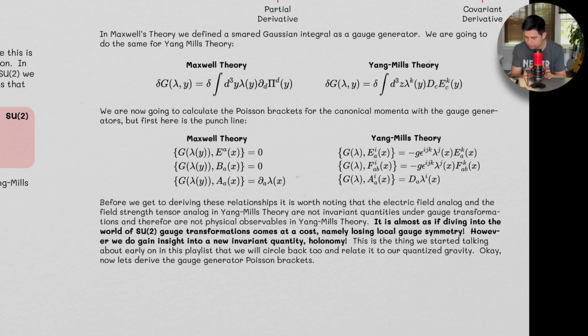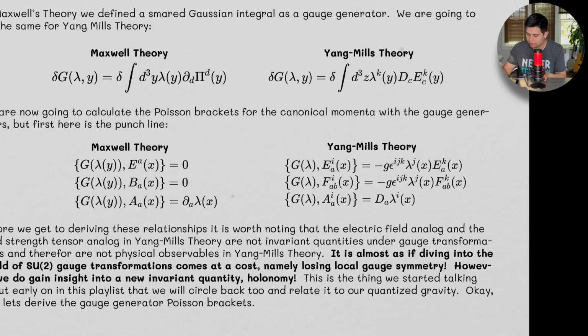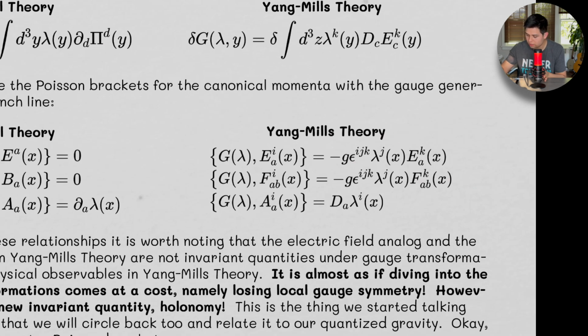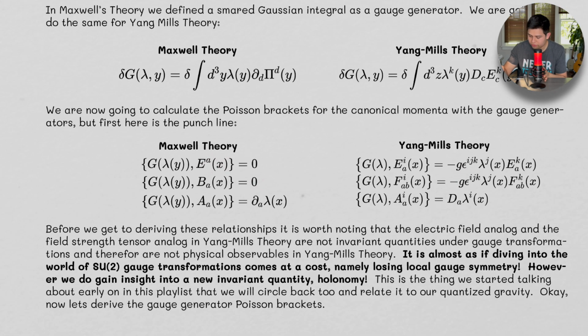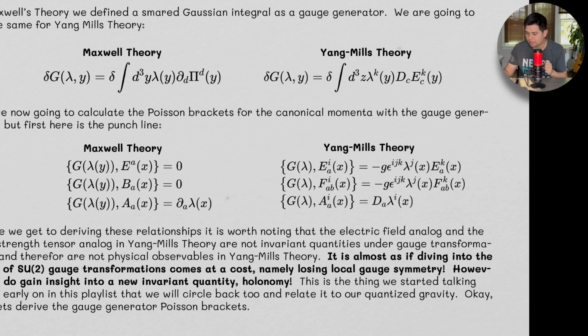this can be quite daunting, what we're going to do next. We're going to derive a lot of this stuff, okay? We're going to derive these guys in particular. So before we get into deriving these relationships, it's worth noting that the electric field analog and the field strength tensor analog in Yang-Mills theory are not invariant quantities under gauge transformations and therefore are not physical observables in Yang-Mills theory. That is to say that you notice these things are zero, these things are not. When they're zero, we can say that the electric field and the magnetic field are observable quantities of that theory. Whereas in Yang-Mills theory, we say that if they're not zero, then they're not observables, okay? And this sort of goes into the idea of quantum mechanics and how we can understand mathematically what's an observable and what's not.